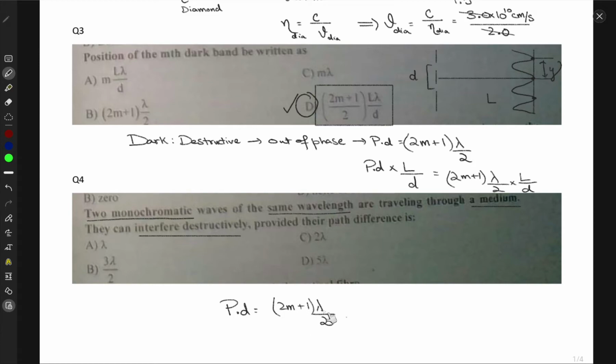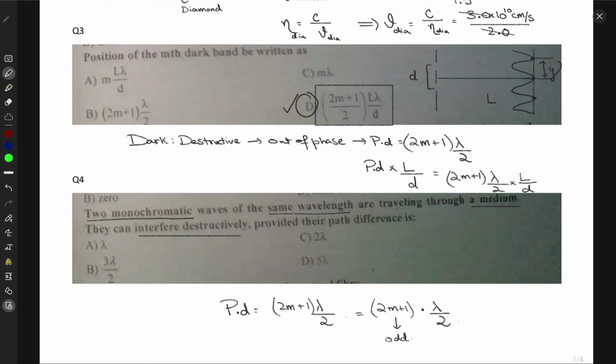So if this is the path difference, then this 2m plus 1 keeps in check that this value will be an odd value, right? And then we have lambda by 2, so a half multiple of lambda. This means that A cannot be the option because, even though there is 1 times lambda, which is odd, there is no half multiple with it, so that's not going to be the option.